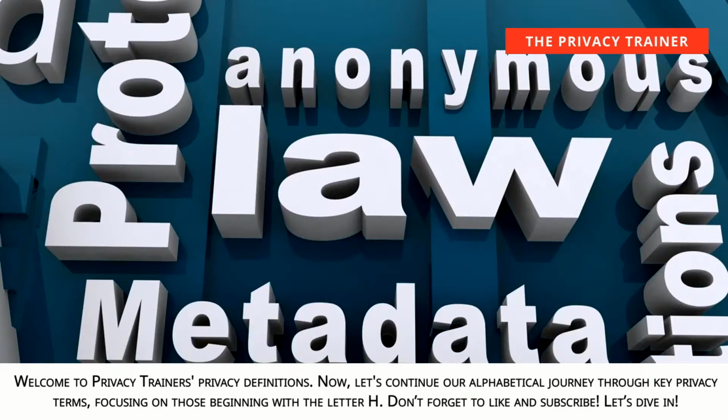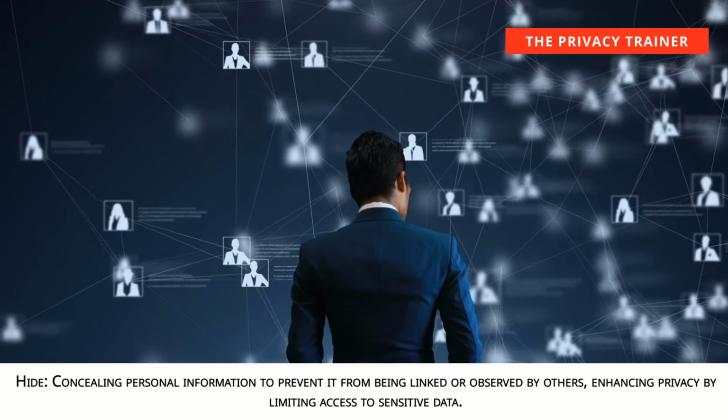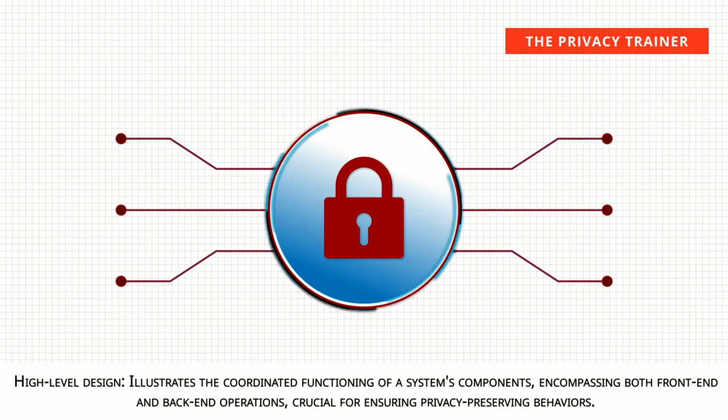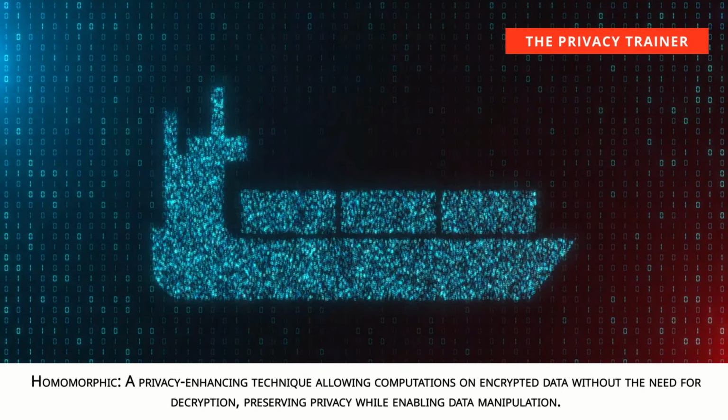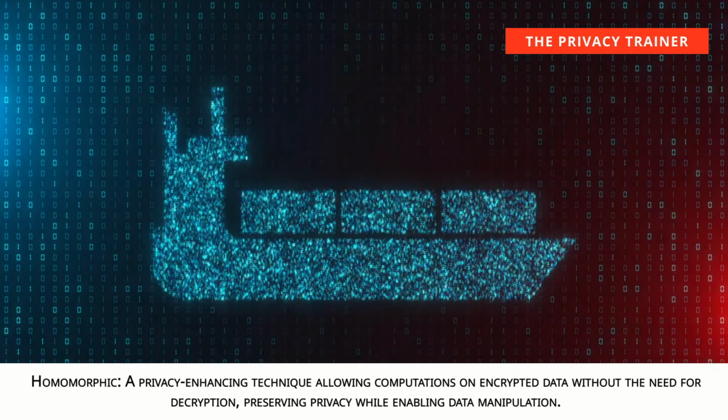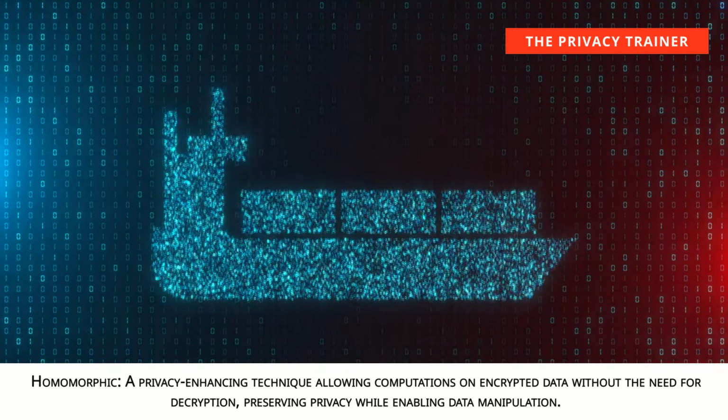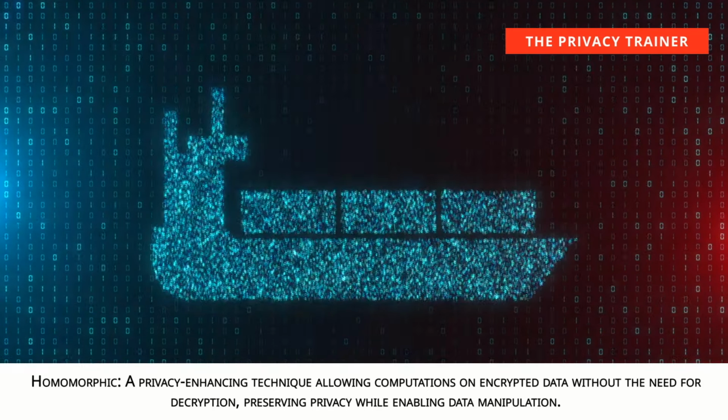Let's dive in. Hide. Concealing personal information to prevent it from being linked or observed by others, enhancing privacy by limiting access to sensitive data. High-level design. Illustrates the coordinated functioning of a system's components, encompassing both front-end and back-end operations, crucial for ensuring privacy-preserving behaviors. Homomorphic. A privacy-enhancing technique allowing computations on encrypted data without the need for decryption, preserving privacy while enabling data manipulation.